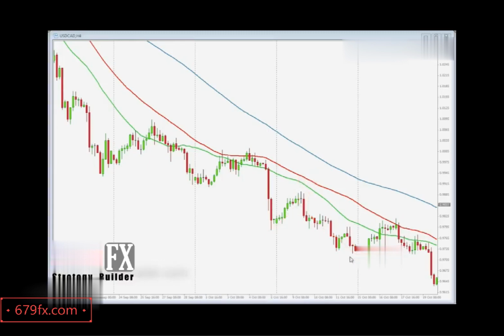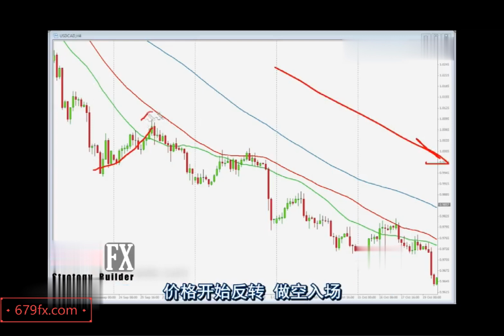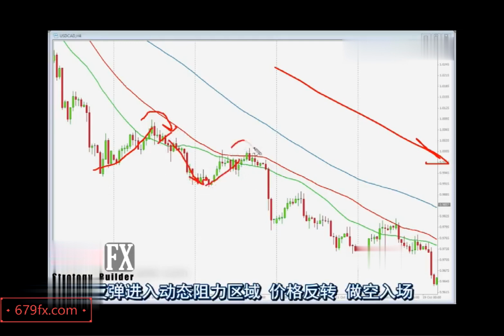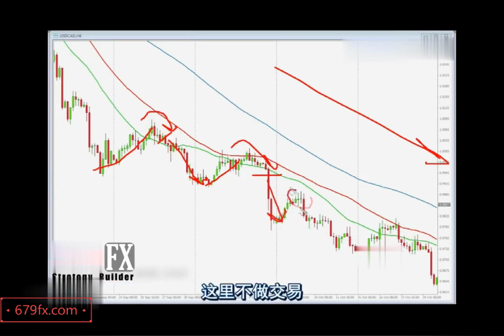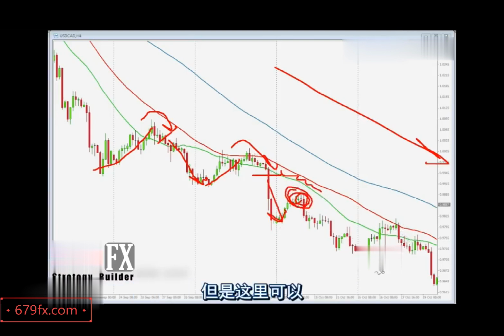All right, and that's basically what I'm trying to teach you here. Okay, downtrend, retracement back to the dynamic area of resistance, begins to curl around. Let's say trigger your short entry there, bang. Same thing, retracement back, begins to curl around, enter short, bang. Here no trade, guys, we did not breach the dynamic area, but here we did, begins to curl around, short, bang.